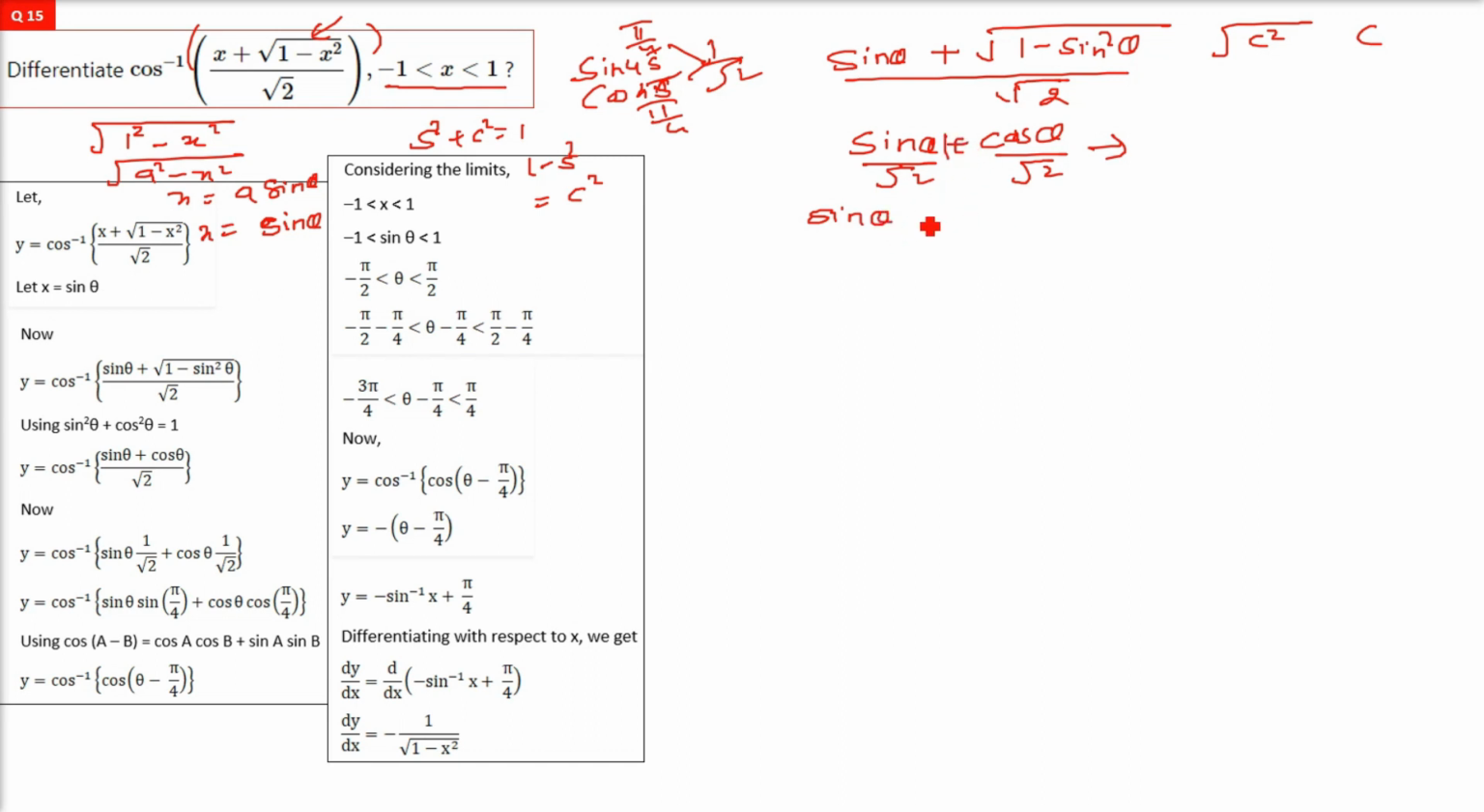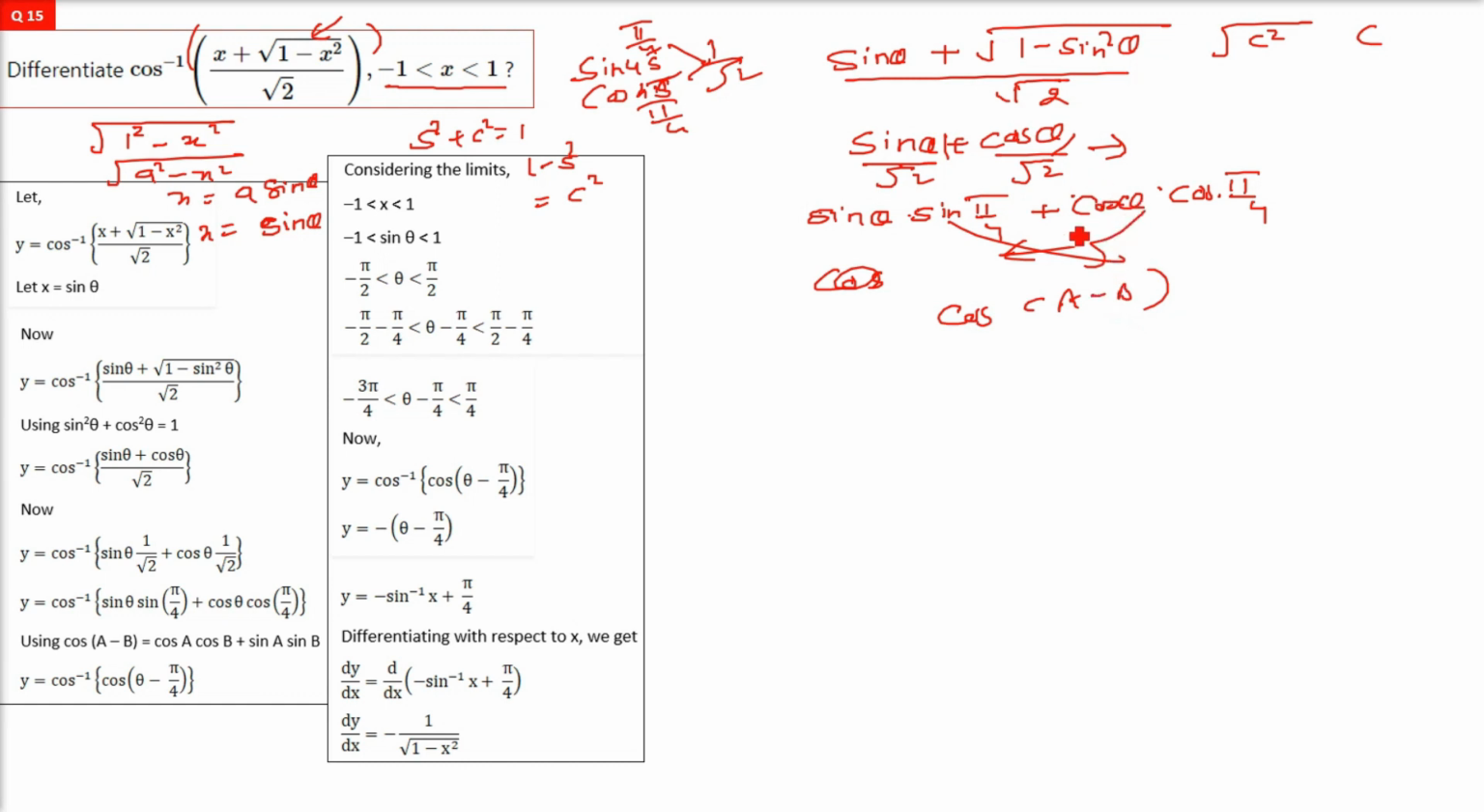Remember, sine theta times 1 by root 2 is sine theta sine pi by 4 we are writing. And then we have cos theta, and this 1 by root 2 I am taking as cos pi by 4. So sin A cos B plus cos A sin B, or cos A cos B plus sin A sin B, they both come down to cos A minus B. So our final will be cos A minus B, that is theta minus pi by 4. So this is just a simplification I am doing. I haven't even started the differentiation. So cos A minus B is the formula here.